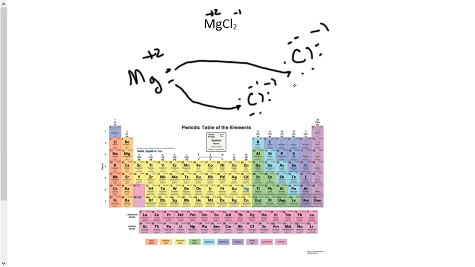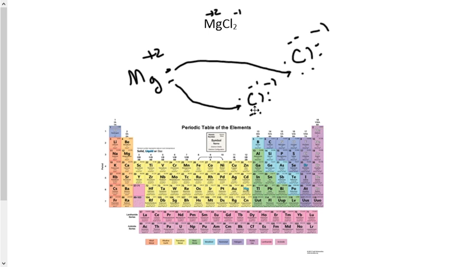You can think of it a couple ways. Negative 1 plus a negative 1 equals a negative 2, plus the 2 here equals 0. So the sum of all charges in a compound should equal 0. But you can also think of it this way. Magnesium has 2 electrons to give up, and there are 2 chlorines there to receive them. And that's how we diagram it.